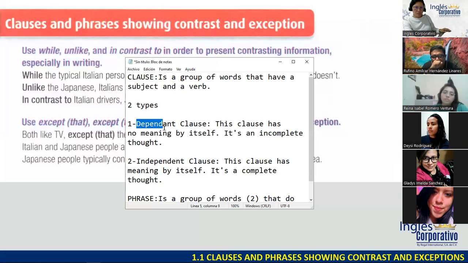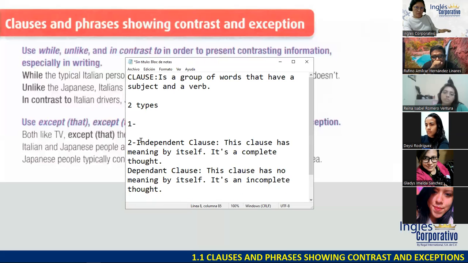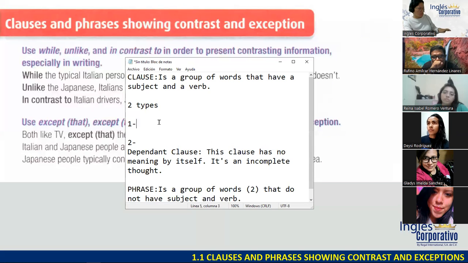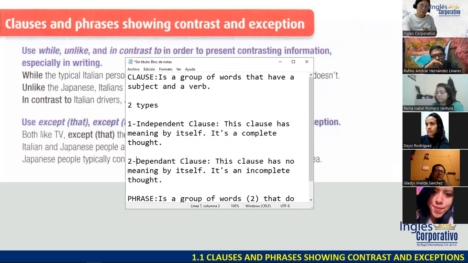I think I'm going to organize them in a different way. So I would like to have this one here. And this one, I would like to have it here. Because actually the independent one is the important one, okay? Entonces, we know what a clause is, we know what a phrase is, and we know now that we have two different clauses, okay?